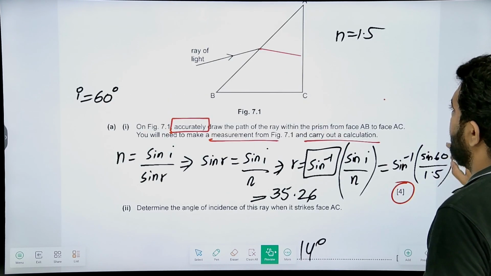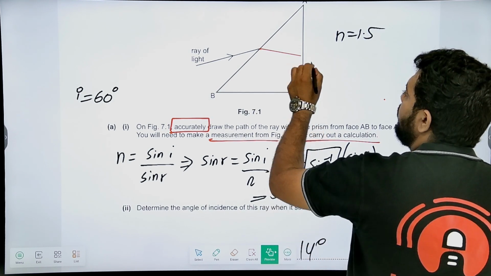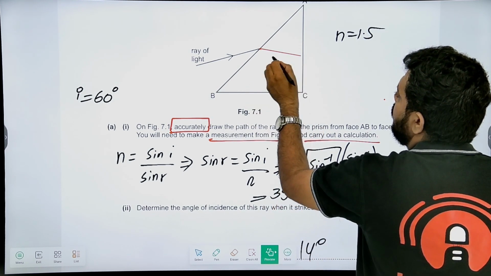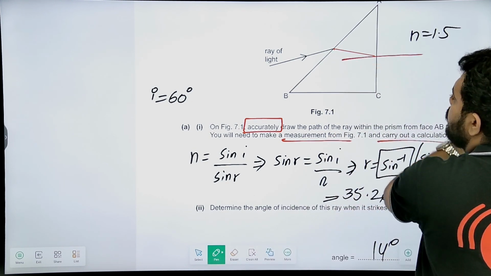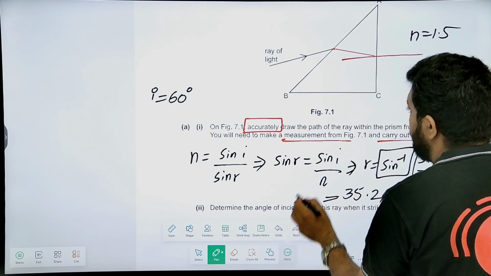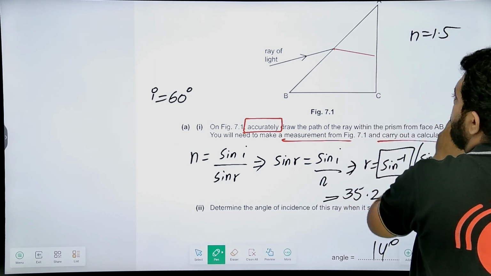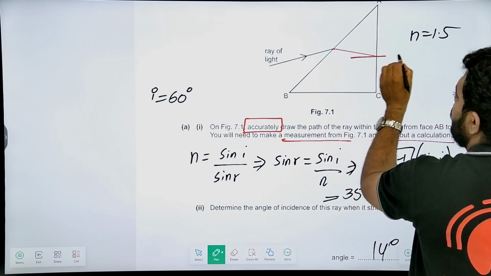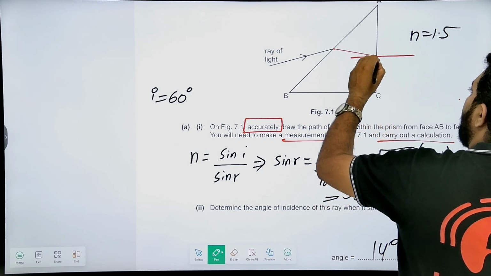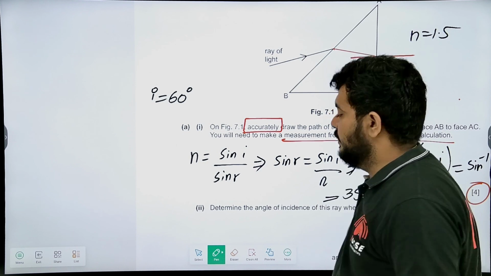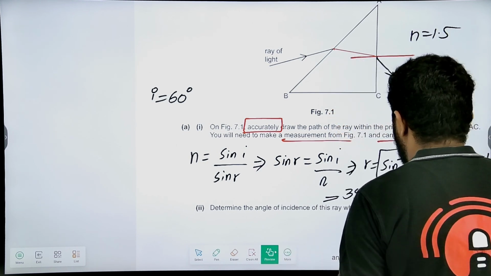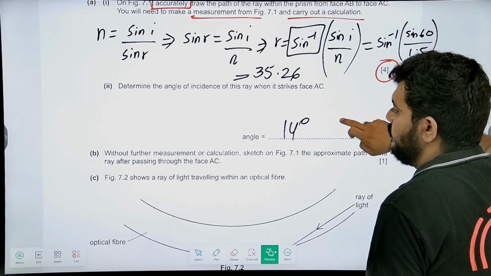What will happen? It is going to refract away from the normal, right? You should draw the normal. I have not, but you should draw the normal, guys. So this is definitely not the normal. It should be perpendicular to the face. So that is the normal, and somewhere there will be your refracted ray. Okay, let's now go back to our question.